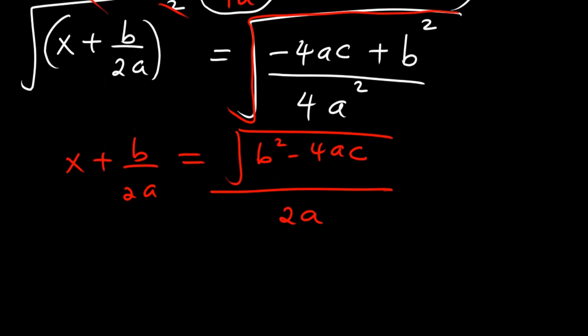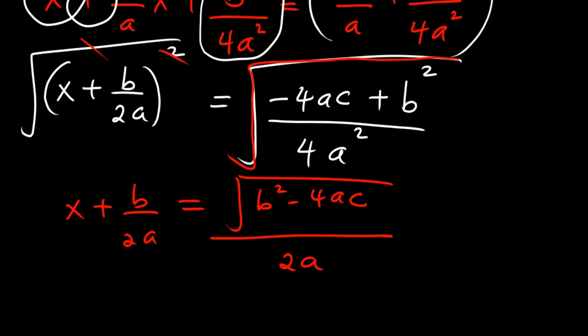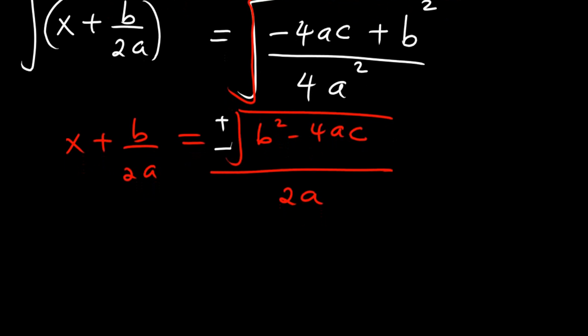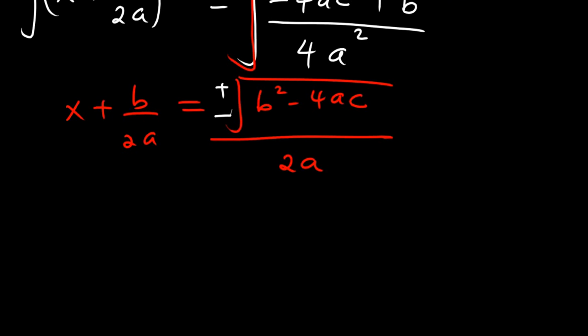By the way, there's something very important I've forgotten. When you are getting the square root of any number, you can either get a positive or a negative. So we now need to be left with x on this side only. So what does that mean? We need to take this to the other side.